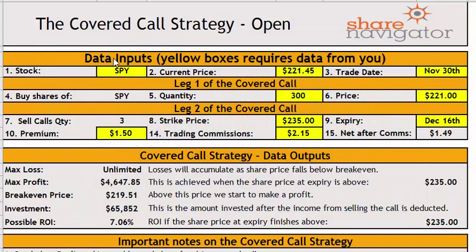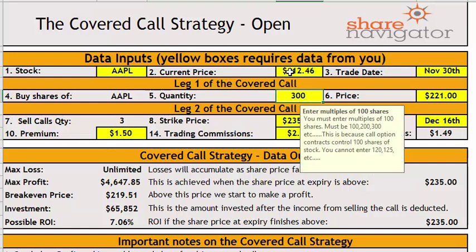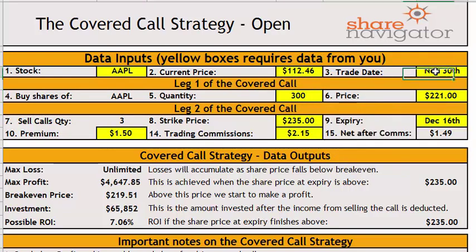So the first section here is data inputs. Any box that's highlighted in yellow requires some sort of data for you. So, for example, we've started off here with the first data point, which is the stock name. If you're doing a covered call on Apple, we'll type in Apple. And the current share price is about 112.46. So, you're going to get all that information from wherever you're getting your data from. And the trade date is today's date, which is November the 30th.